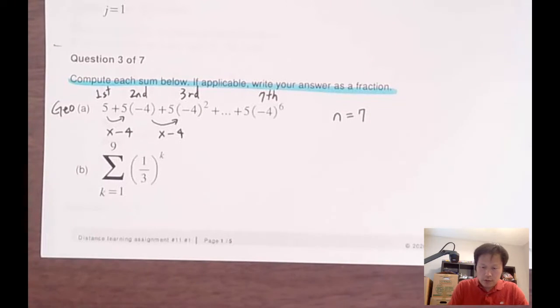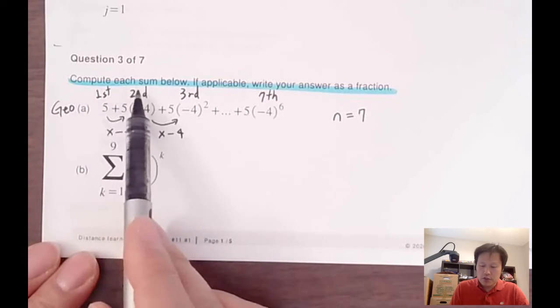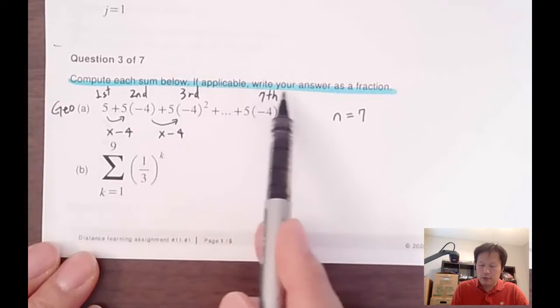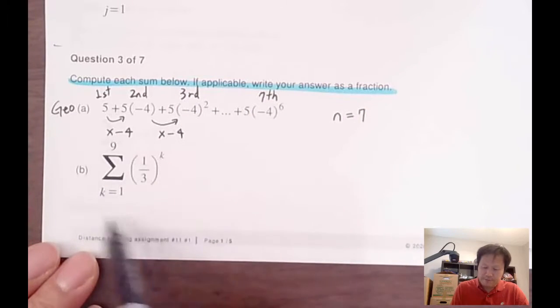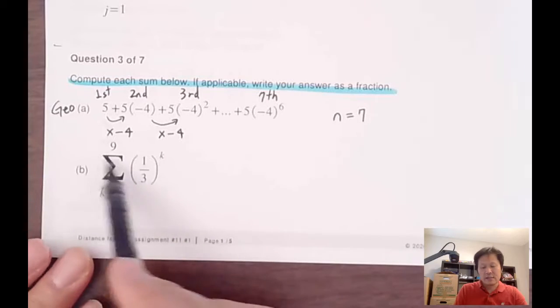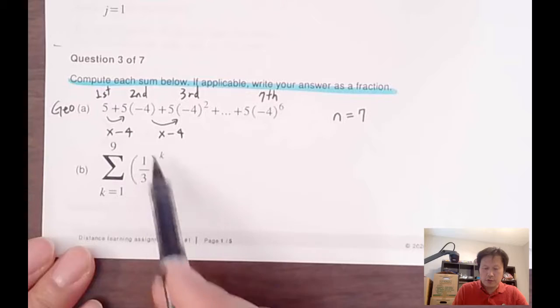Okay, so we were studying summation of arithmetic sequence and summation of geometric sequence, continuing from the previous video. Compute each sum below. If applicable, write your answer as a fraction. So we're looking at part B. It has a sigma notation: k equal to 1 through 9, (1/3) to the k power.